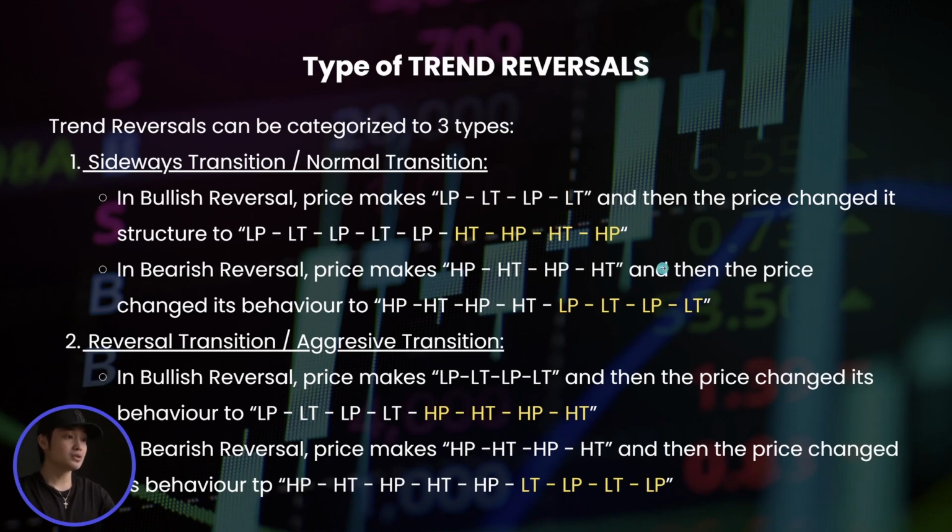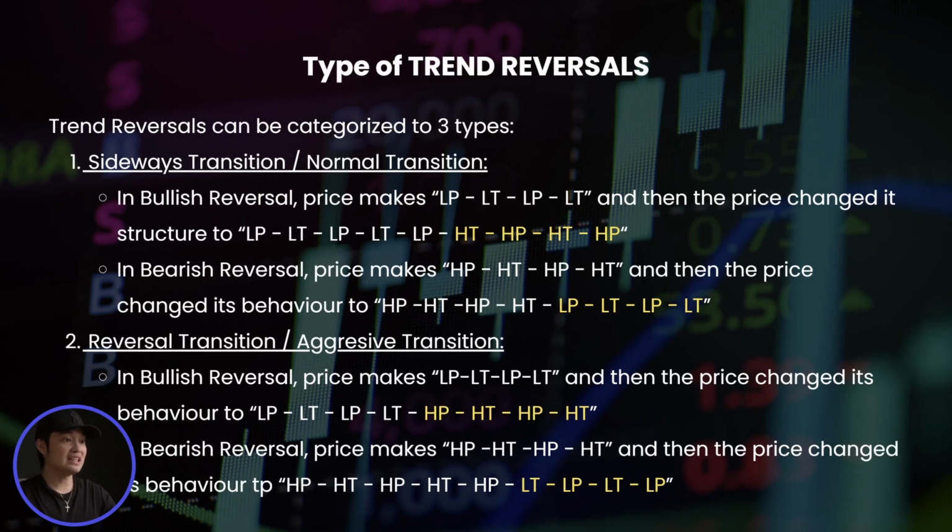Then on number 2, we have the reversal transition, or aggressive transition. It's quite different. What is the main key point to differentiate between the sideways transition or the normal transition and the reversal transition or aggressive transition? We are going to discuss this in the next slide.